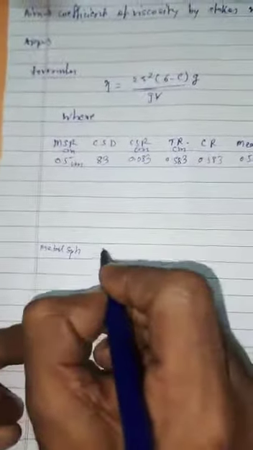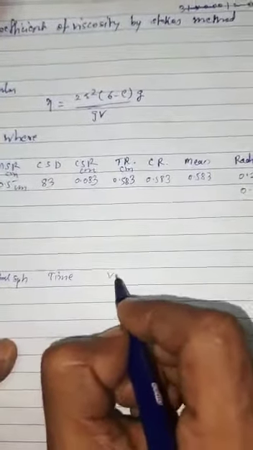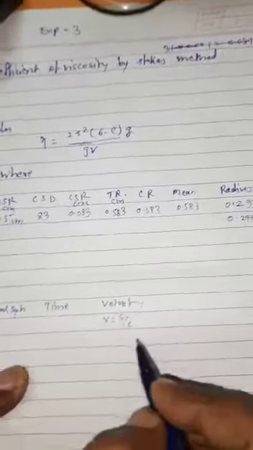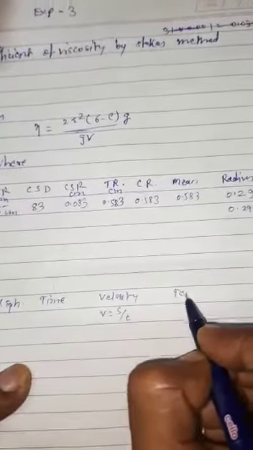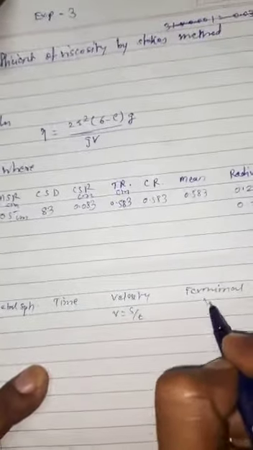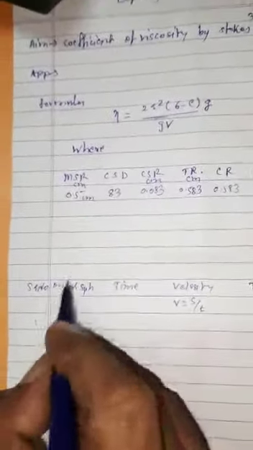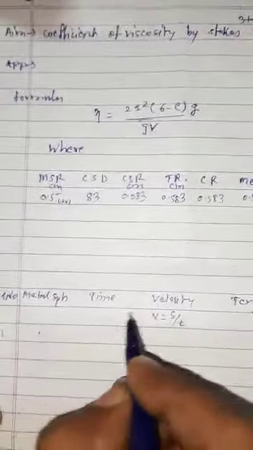So our observation table has: metal sphere, then time, which we measure with the help of the watch, then velocity. The velocity formula is V equal to S upon T, and then terminal velocity. I will take one reading. Here is the serial number, this is 1, metal sphere 1, and time.